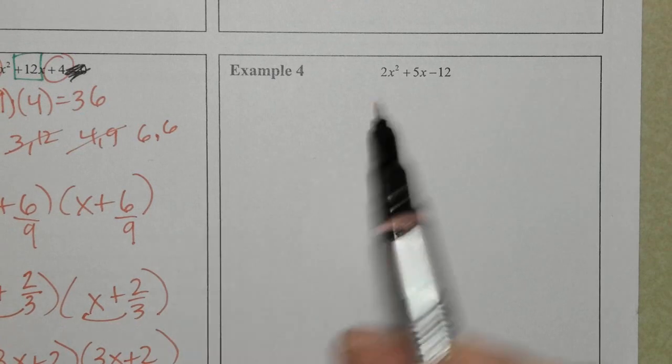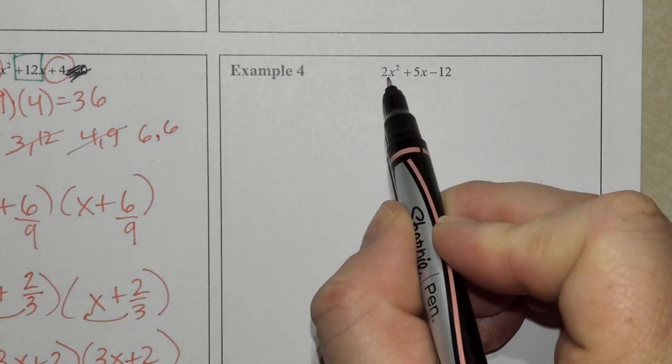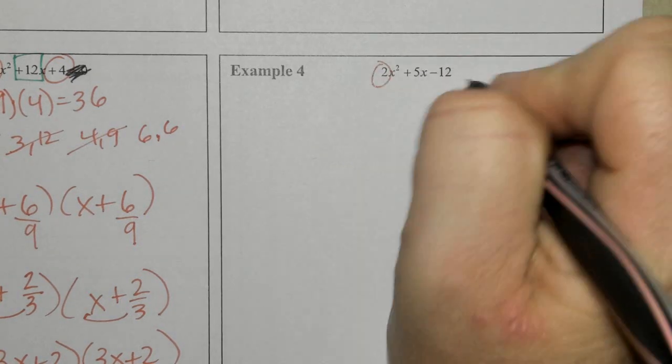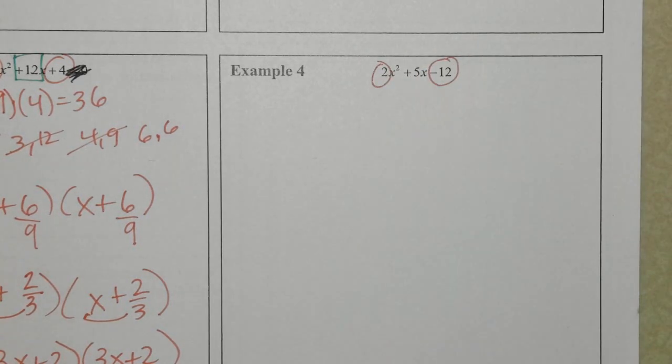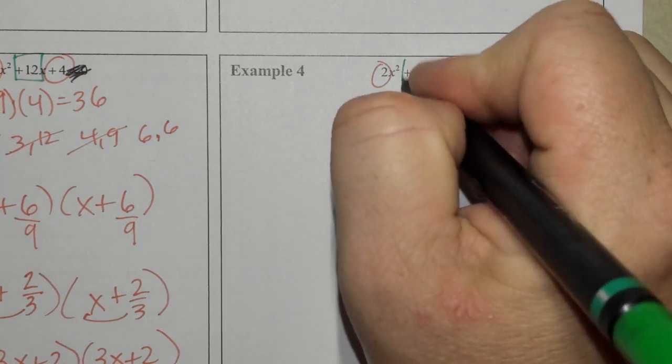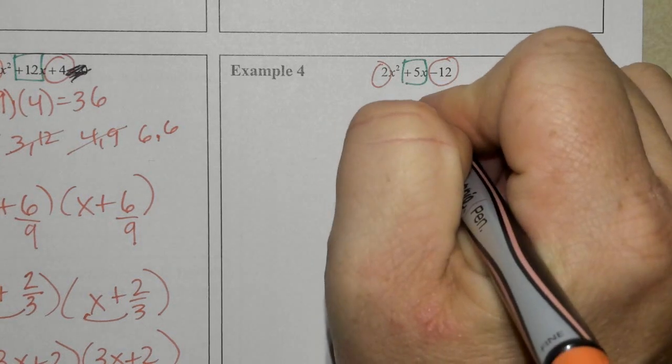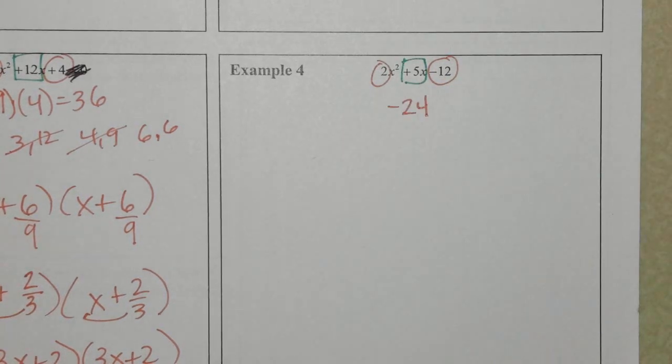Example number 4. There is no number other than 1 that I can divide out of each one of these terms. So I'm going to circle the 2 and the negative 12. 2 times negative 12 is negative 24.